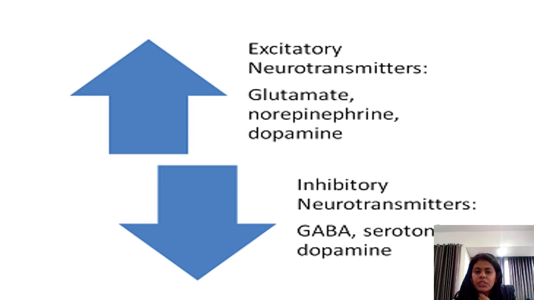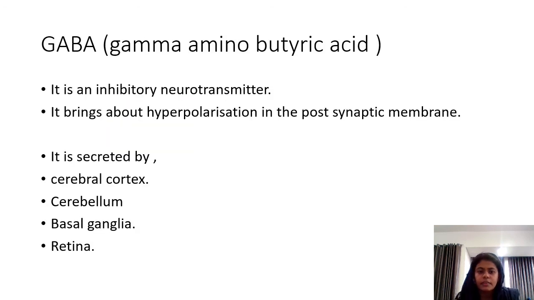And here some excitatory neurotransmitters are given: glutamate, norepinephrine, dopamine, acetylcholine. These are excitatory. Then inhibitory neurotransmitters are GABA, gamma aminobutyric acid, serotonin, dopamine. These are examples of inhibitory. And I already told you these chemicals are usually used in psychology as medicines for treating many defects and mental disorders.